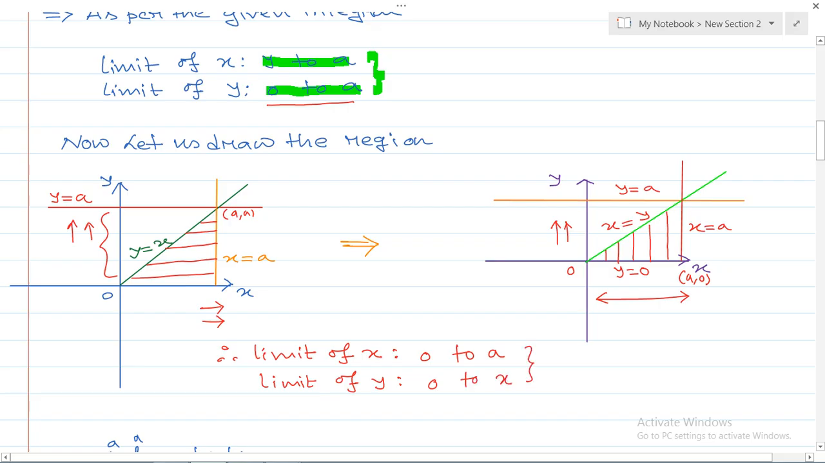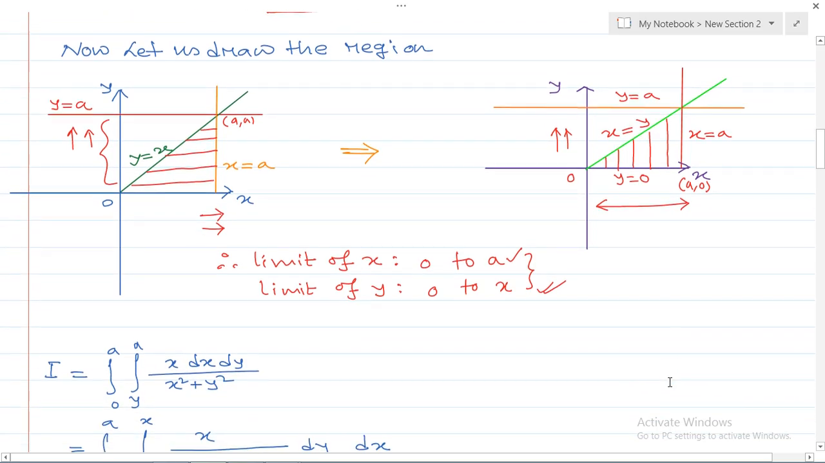What we can see is that initially x was having the variable limit and y was having the constant limit. Now after changing the order of the integration, we have not changed the region itself, we are just changing the limit of the variable so that the same region can be traced. So the limit of x is now becoming constant and the limit of y is becoming variable. With respect to this concept, we have to find the rest of the integration.